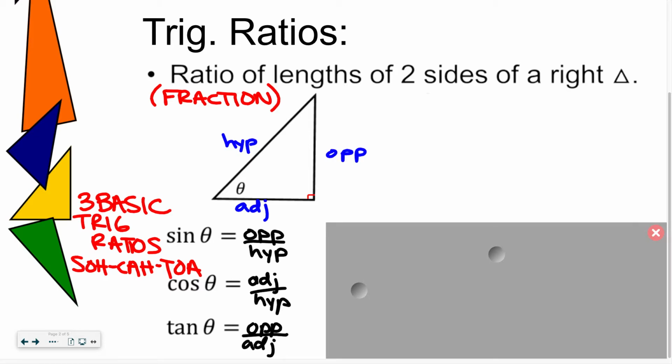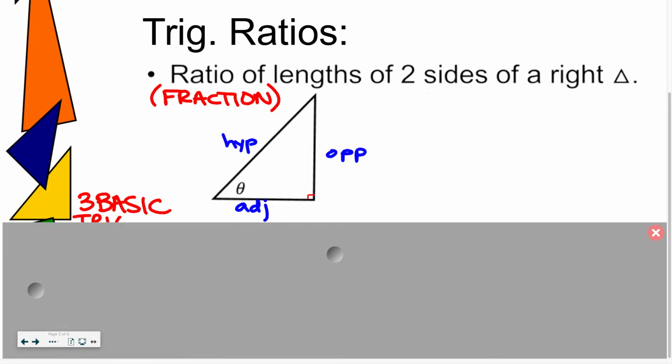So what does reciprocal mean? In math, what are we going to do? We're just going to flip these fractions. So what if you don't have opposite over hypotenuse? What if you do hypotenuse over opposite? Or you do hypotenuse over adjacent, or adjacent over opposite? We renamed those.